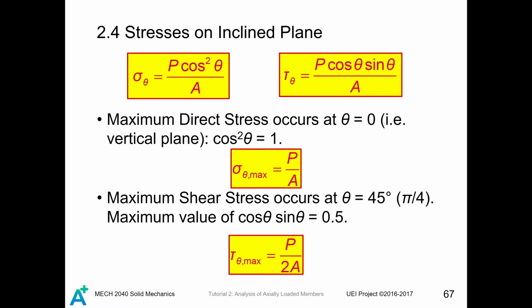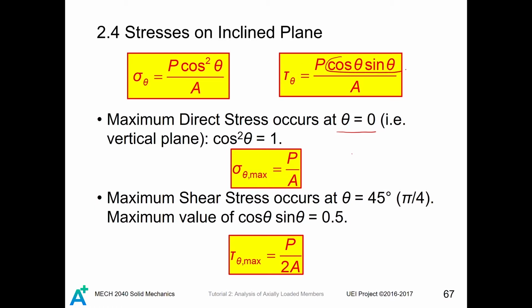For maximum direct stress, consider cosine squared theta in this equation. Its maximum value is 1, which occurs at theta equals 0. That means, for your bar, if theta equals 0, the surface is vertical. And when you have a load acting on it, then there is load P acting on this surface too. The stress on this vertical surface is P divided by A, which fulfills our expectation and what we have learned previously.